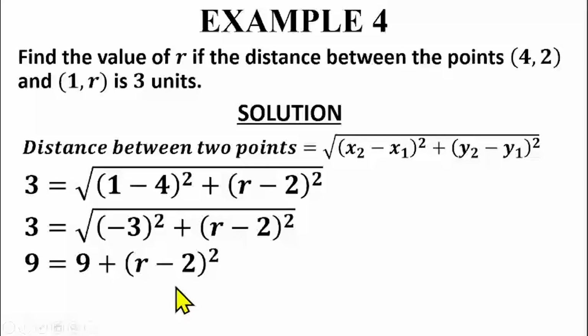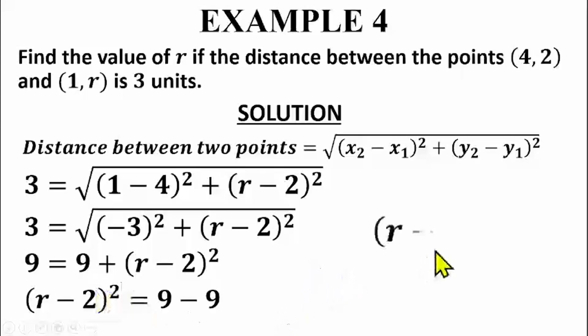So from there, what can we do? We can collect like terms. Now come here. So we'll be having r minus 2 squared equals 9 minus 9. So 9 minus 9 will give us 0. So you'll be having r minus 2 squared equals 0. Now, how can I remove this square? We need to find the square root of both sides.